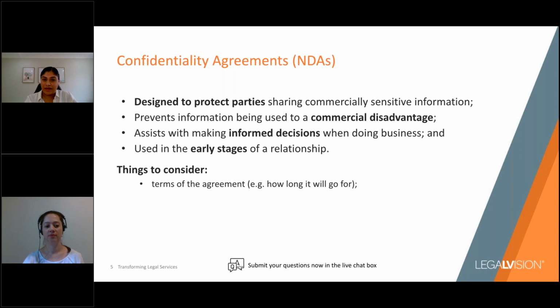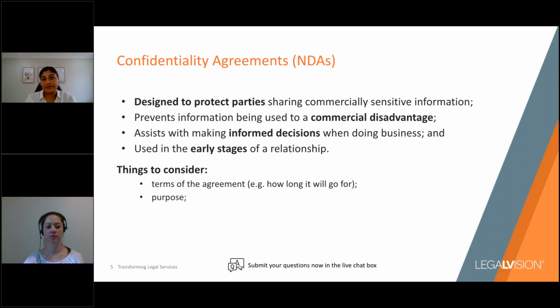Some things to think about when drafting your NDA and things to include: have a think about how long the agreement should go for. So how long do the confidentiality obligations last if you decide not to proceed with the transaction? What's the purpose of the NDA? So why are you disclosing this information, and what can parties receiving the information do with it?